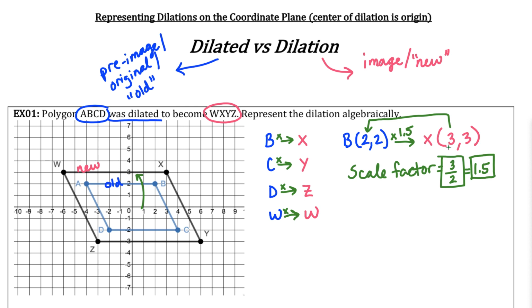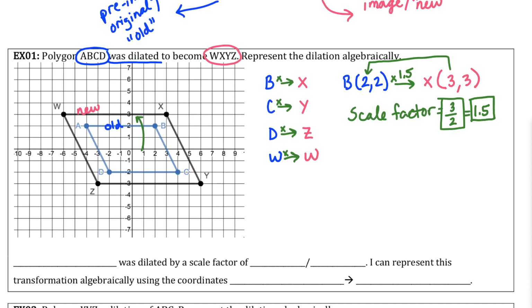Before we do that, let me just show you how to represent it. I'm going to show you that you'll get the same answer doing any of these. So I'm going to write it right here. Let's use C to Y. So C, which is 4 comma negative 2.